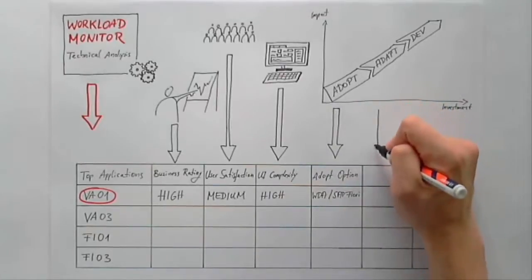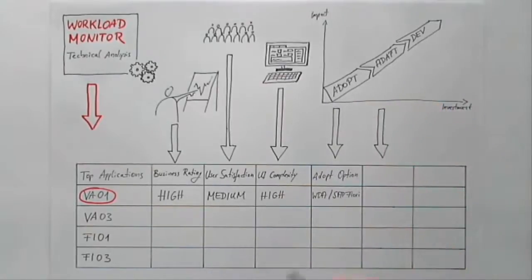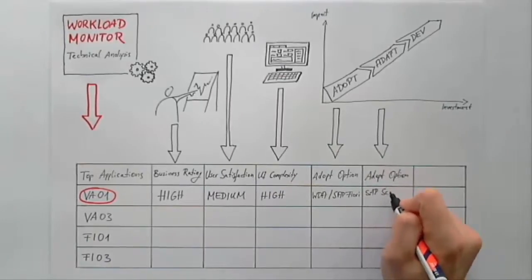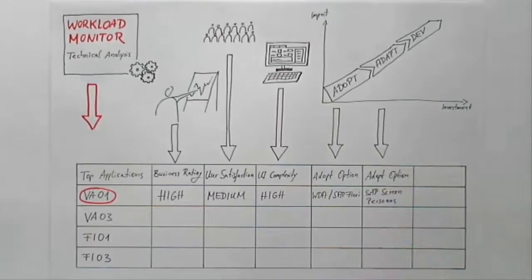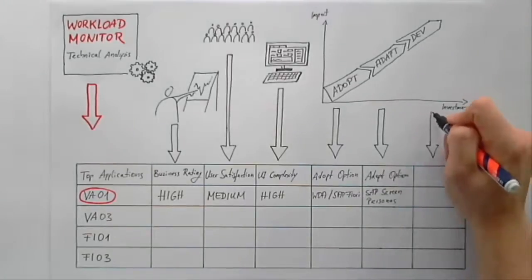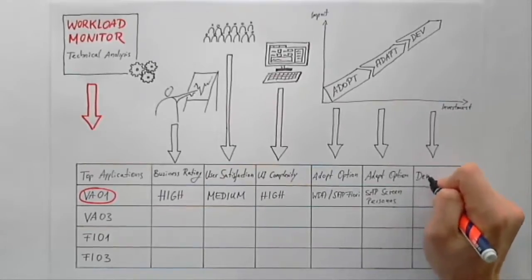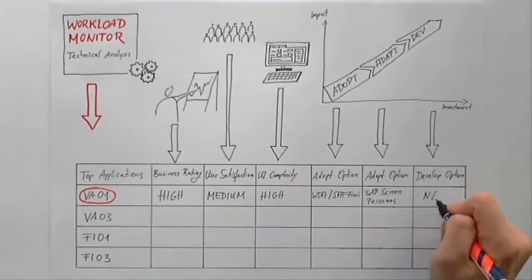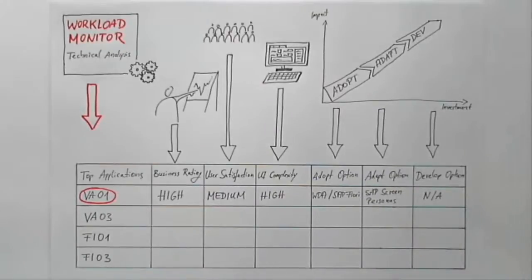Our example also offers an adapt option by using SAP Screen Personas. While we have rated VA01 as rather complex, this of course does not mean that you cannot adapt it with Personas. If you have observed that your user is using just one very specific task of VA01, which is not covered by SAP Fiori yet, and you don't want to adapt VA01 using SAP Screen Personas, you might envisage creating your own custom development. In our example here, however, we rate it as not practicable. This could be because I don't have developer resources handy, or I simply don't have the business case to justify a development investment at this point.